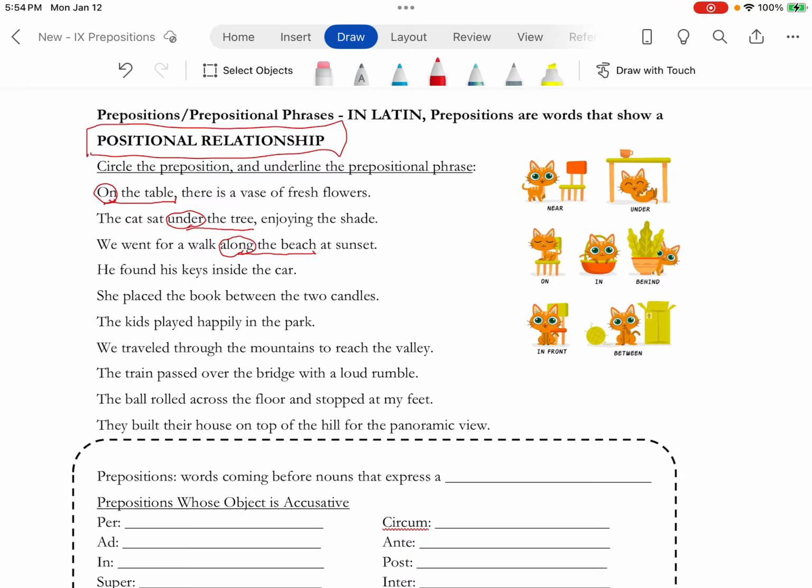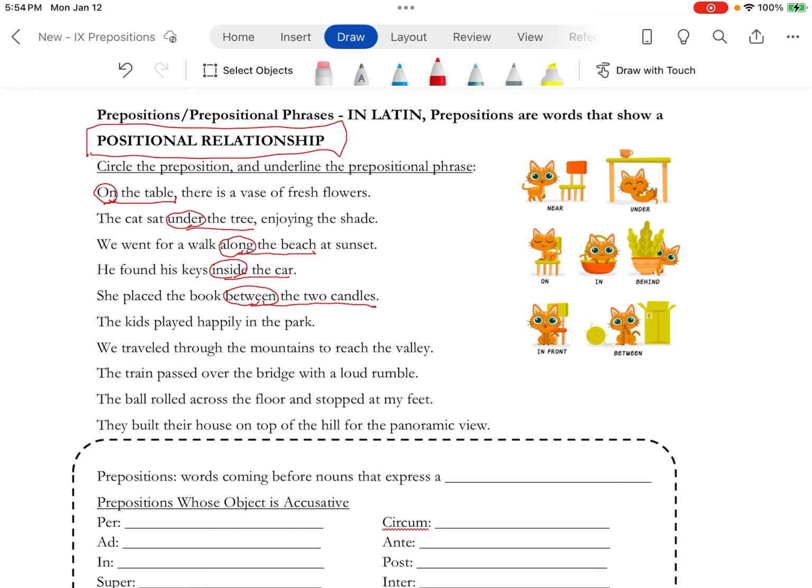He found his keys inside the car. Inside the car is our prepositional phrase. She placed the book between the two candles. Between is our location word, position word, and candles is going to be our object. So between the two candles is our whole phrase.